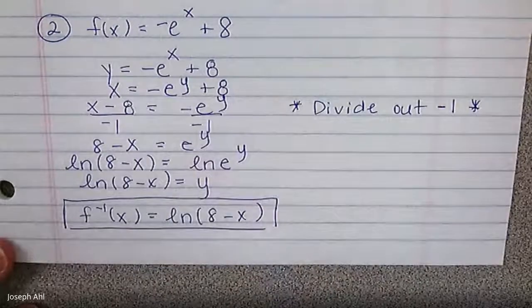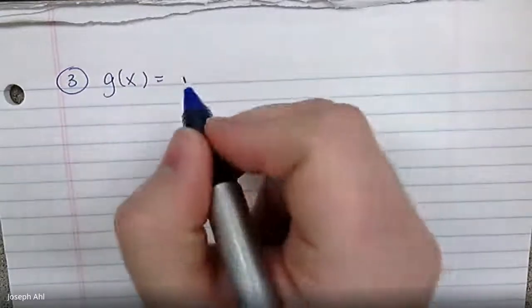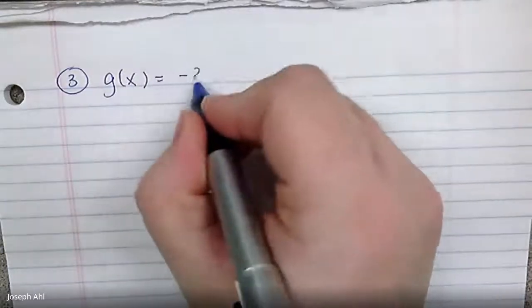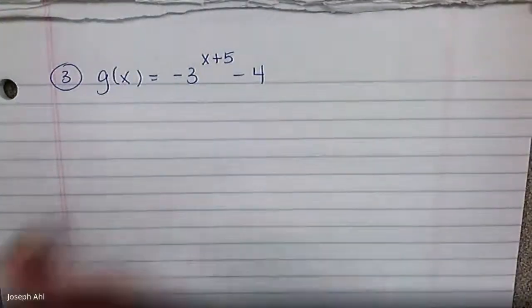Okay. I'm going to do one more with you. If you're feeling like at this point, you know what, I kind of got the process, I'm going to try this one on my own. Go for it. Okay, but the last one we'll do is, let's go with g of x. We've been neglecting g here. g of x equals -3 to the x plus 5 minus 4. Okay, I'm going to do this one a little bit faster.